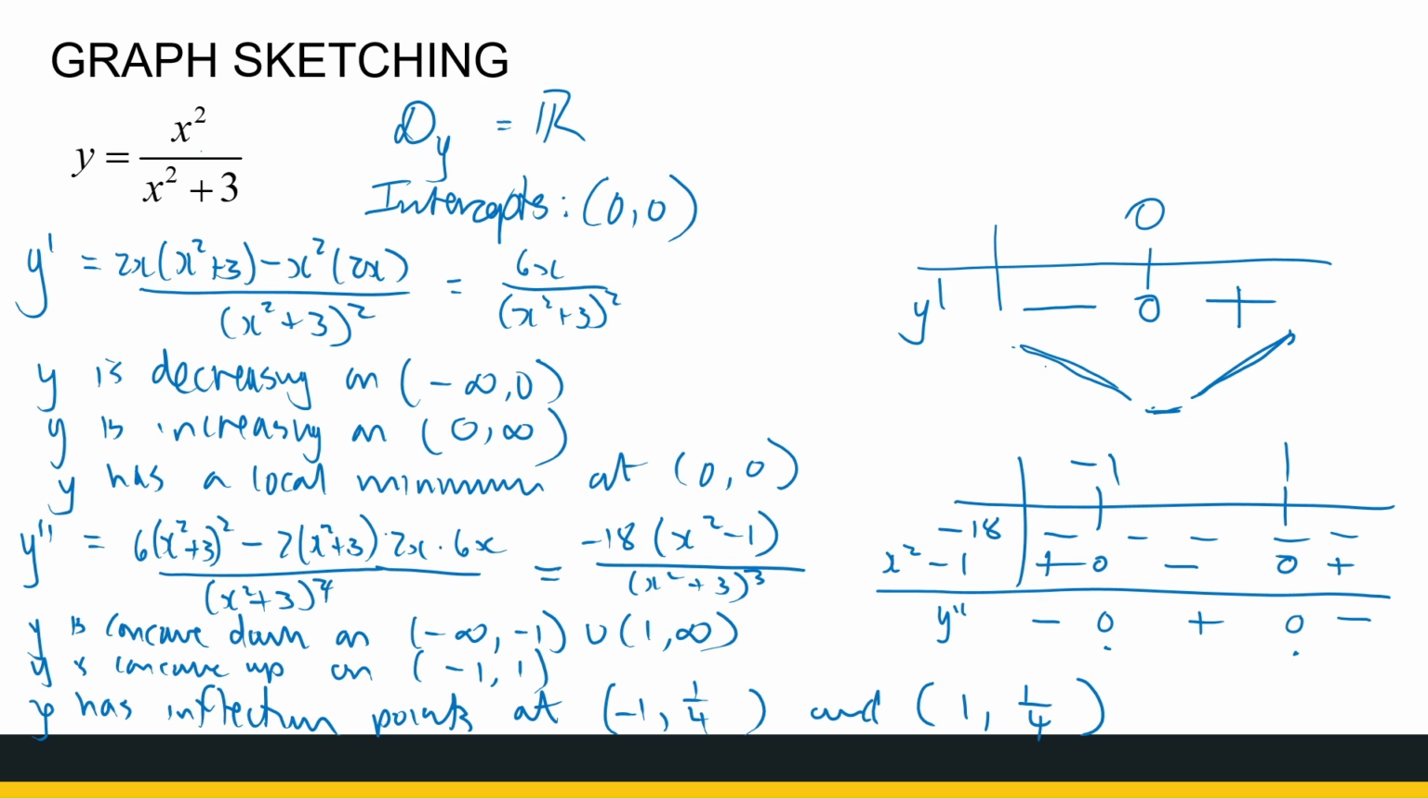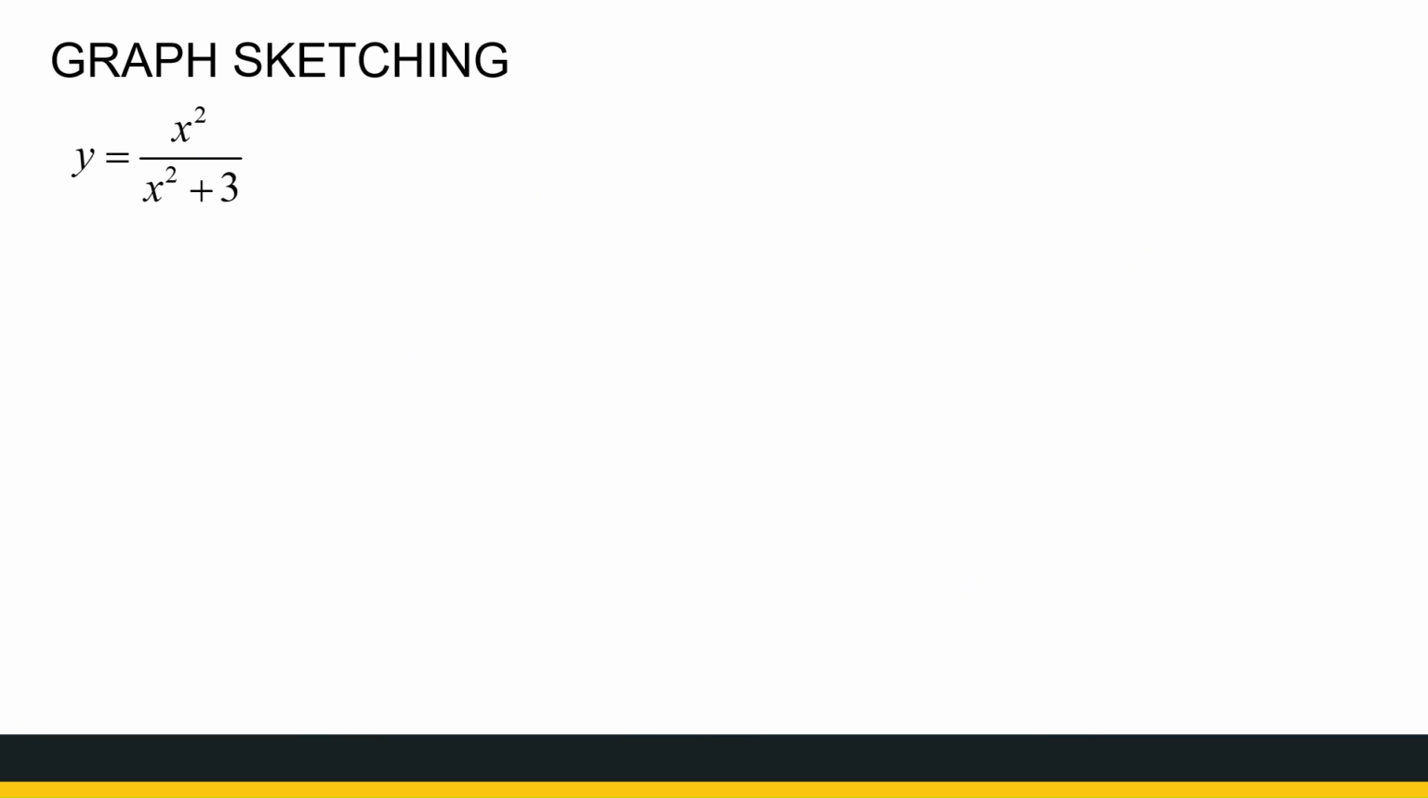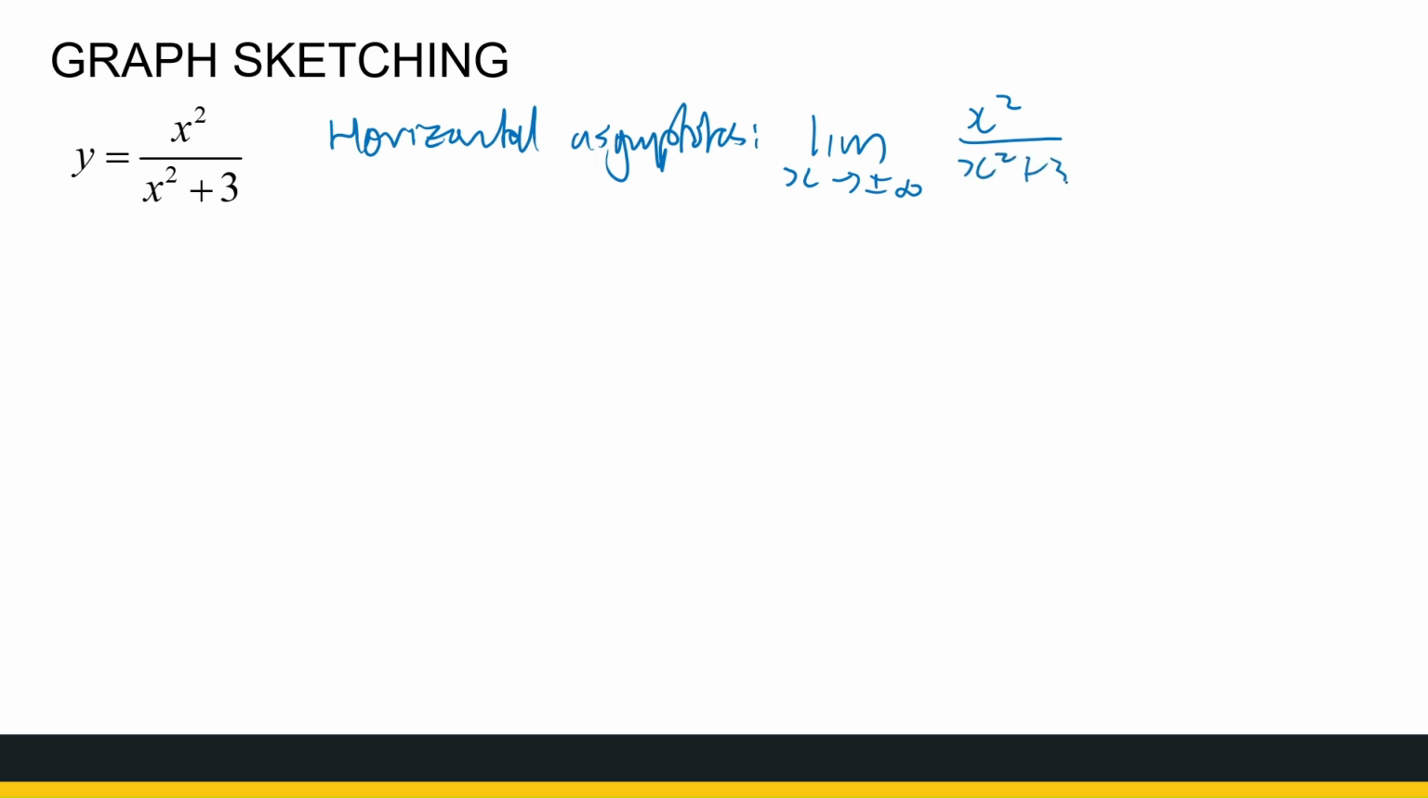So all we've got left to do before we sketch this graph is to look at the asymptotes. So let's take a look. To find the asymptotes, firstly, if we look at horizontal asymptotes, we look at the limit as x approaches plus or minus infinity of this function, x squared over x squared plus 3. You can use any of the techniques we've looked at in limits, either L'Hopital's rule or just use the shortcut, but you will see that it tends to 1. So the horizontal asymptote is y equal to 1.